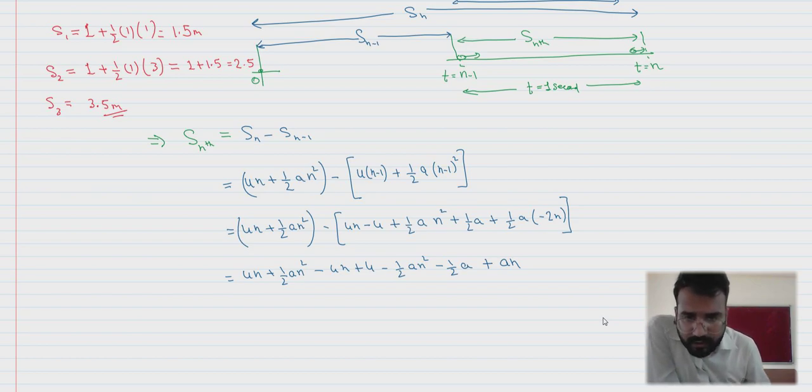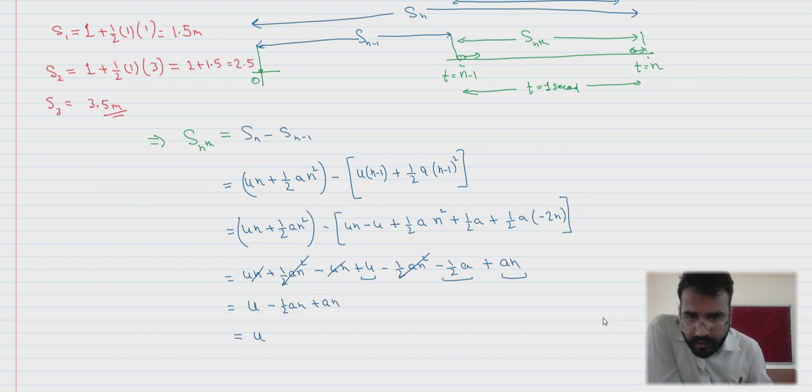Okay, now let us see, this value is cancelled by this. This value is cancelled by this. What is the value remained here? u as a positive, we can see this. This is the remaining part. Minus half a n plus a n.